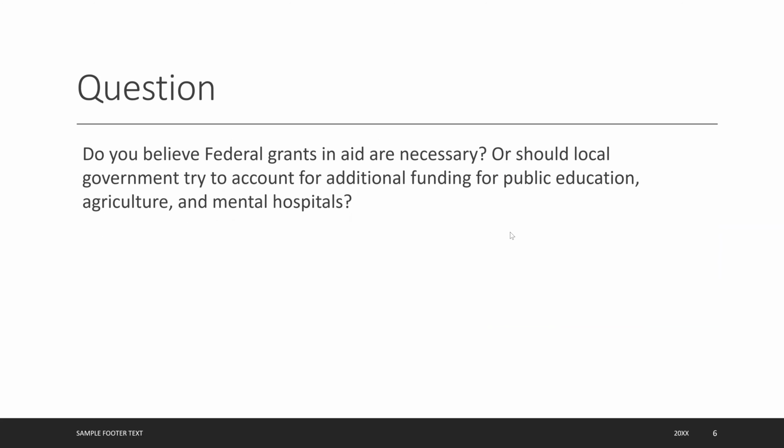And lastly, do you believe federal grants and aid are necessary, or should local government try to account for additional funding for public education, agriculture, and mental hospitals? In other words, should we rely on grants, or should local government try to find funding and then federal grants and aid can just be a bonus on top of that?